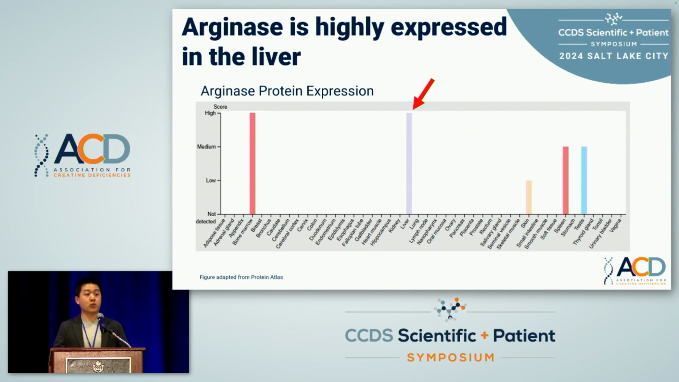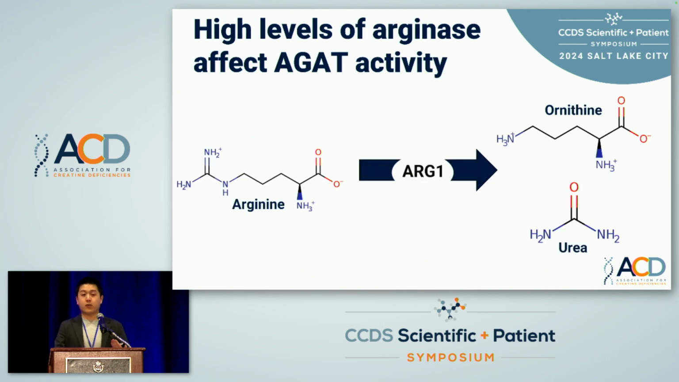But what exactly is arginase? Arginase is an enzyme that cleaves arginine in order to generate ornithine and urea. And as a consequence of this, having high levels of arginase can affect AGAT activity in two main ways. The first, the high levels of arginase results in depletion of arginine. And given that arginine is a substrate needed by AGAT, this results in a reduction in its activity.